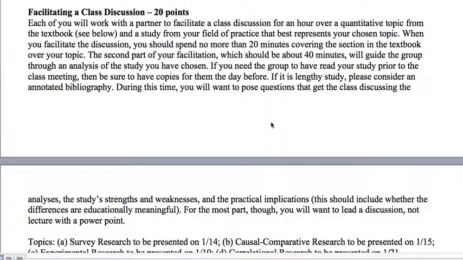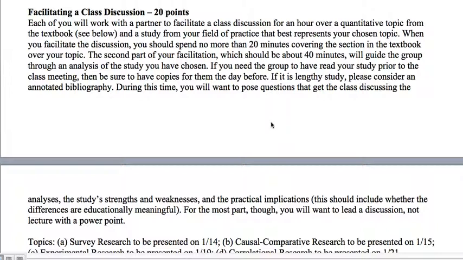There will be some lecturing probably in the very first part when you go over the information of the textbook. That shouldn't be any more than about 20 minutes. The remainder of your presentation, which is going to be about 40 minutes, should guide the group through a discussion of a study that you have chosen that best represents the type of research you're presenting.